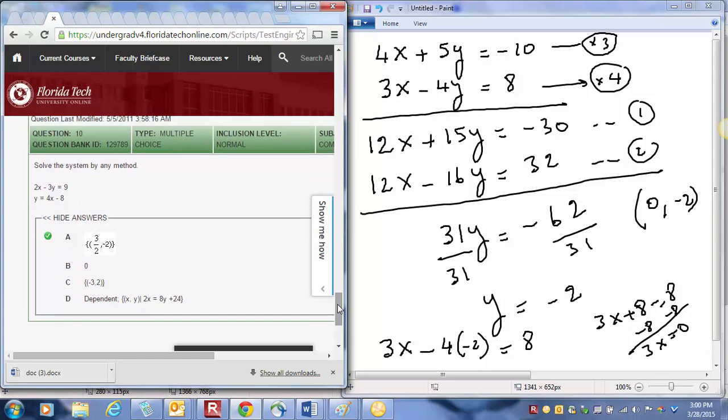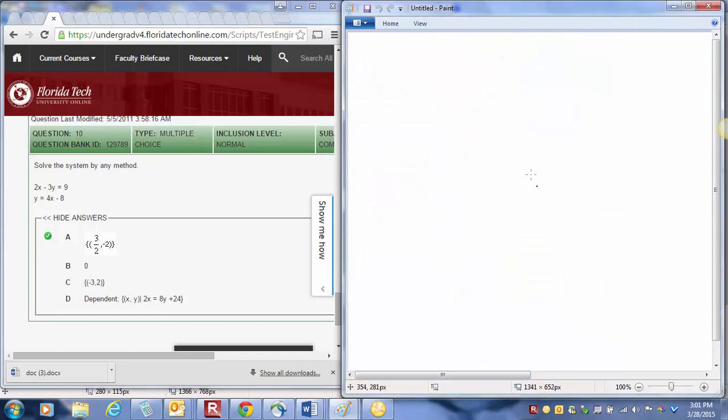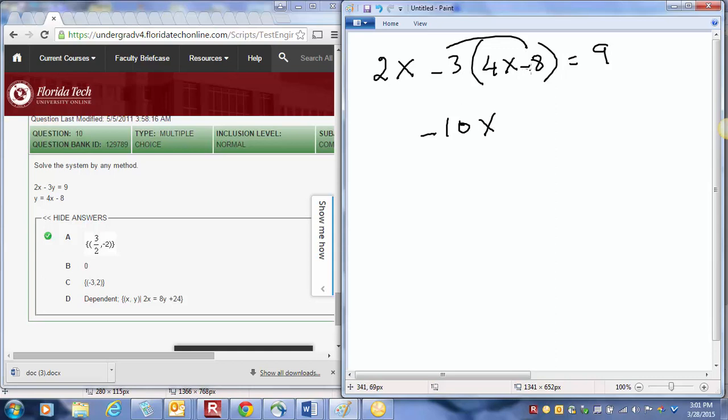Next problem. Solve the system by any method. So here we have, okay, substitution, because we already have y being equal to 4x minus 8. Let's substitute y in the first equation. So this becomes 2x minus 3y. What is y? 4x minus 8 equals 9. So we're looking at the first equation, replacing y by negative 12 plus 2x, negative 10x, and this is plus 24, negative 3 times negative 8, and that's equal to 9.